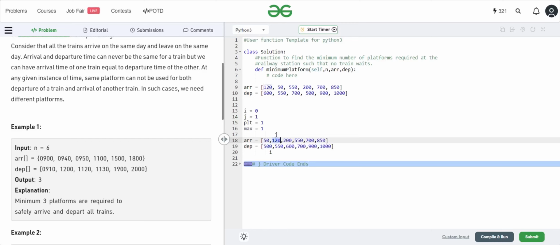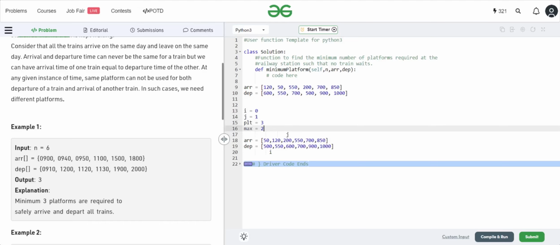Since this train is arriving at 120, which is lesser than the minimum departure time, you need one more platform, and the max counter of platforms is going to be two. Now, we increment the counter of J to check the third arrival time. The third train arrives at 200, which is again less than the minimum departure time, which means you need one more platform.